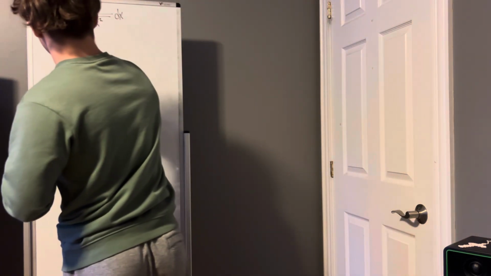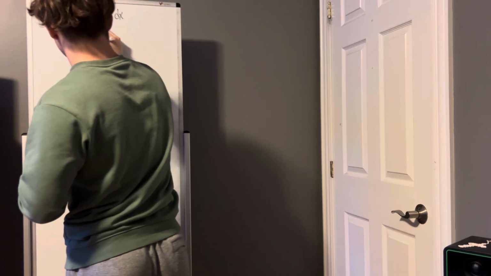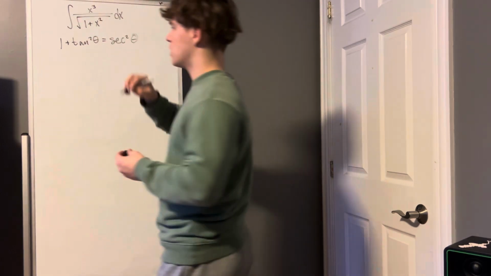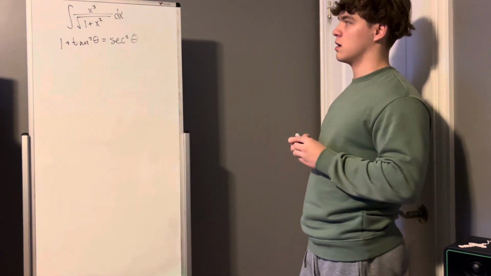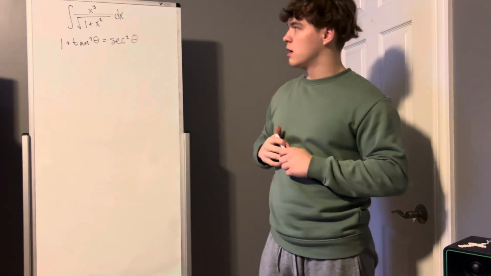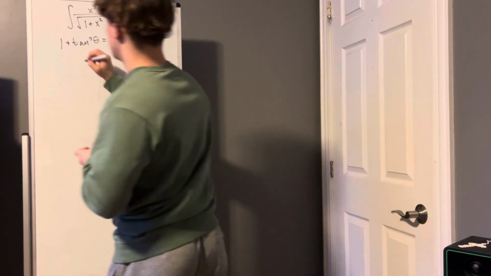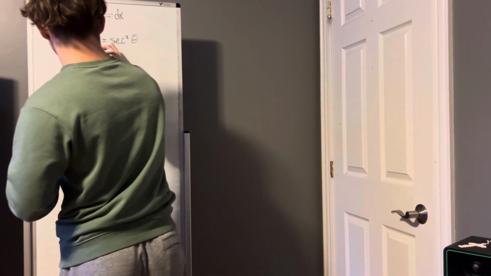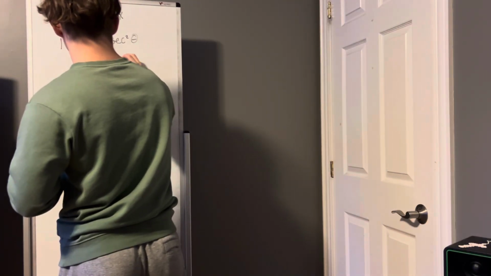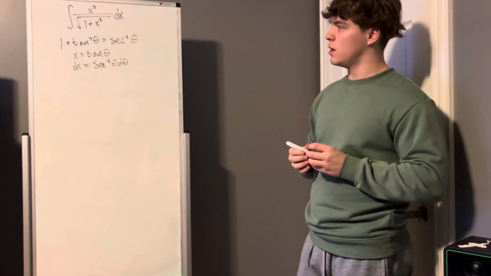So we know that 1 plus tan squared theta equals secant squared theta. Now, I did say x, but you'll see why I want to use theta in a second. Well, if we let x equal tan theta, then this entire root right here will just be secant theta. So let's let x equal tan theta. Our dx will be secant squared theta d theta. Well, look at that.